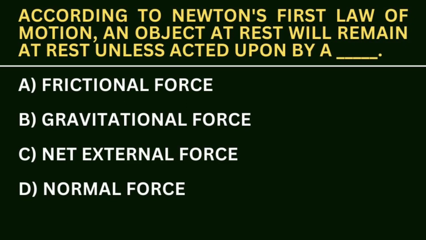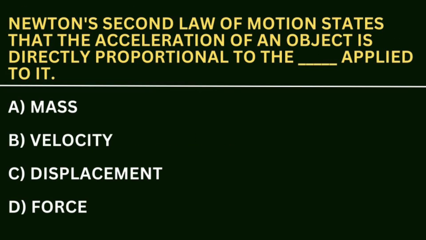According to Newton's first law of motion, an object at rest will remain at rest unless acted upon by a option C, net external force. Newton's second law of motion states that the acceleration of an object is directly proportional to the applied to it. Option D, force.